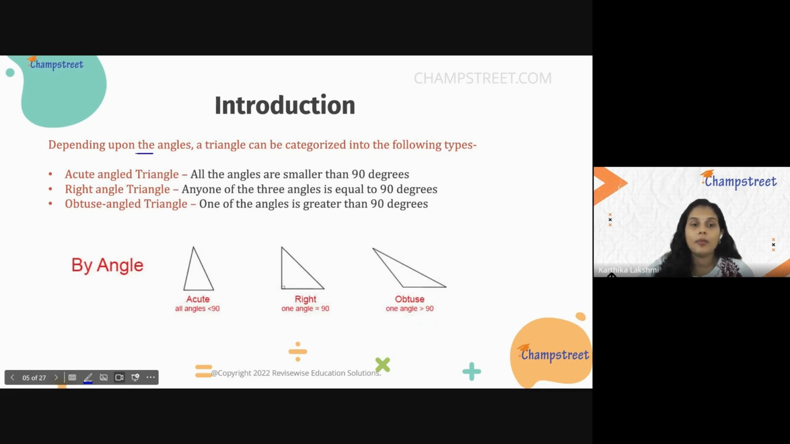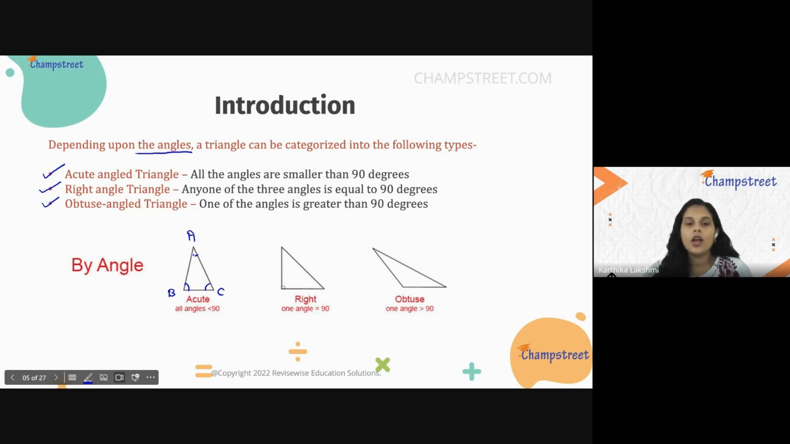Next one is depending upon the angles. Here you can see depending upon the angles, a triangle can be categorized into the following types. First one is acute angle triangle, then right angle triangle, and obtuse angle triangle. So first we are going to look at acute angle triangle. Here you can see the triangle ABC. It's an acute angle triangle when all the angles are smaller than 90 degree. Here you can see there is angle A, angle B, and angle C. All of these angles will be smaller than 90 degree. Okay. There won't be an angle which is greater than 90 degree. They lie in between 0 and 90 degree only. Okay. That's called acute angle triangle.